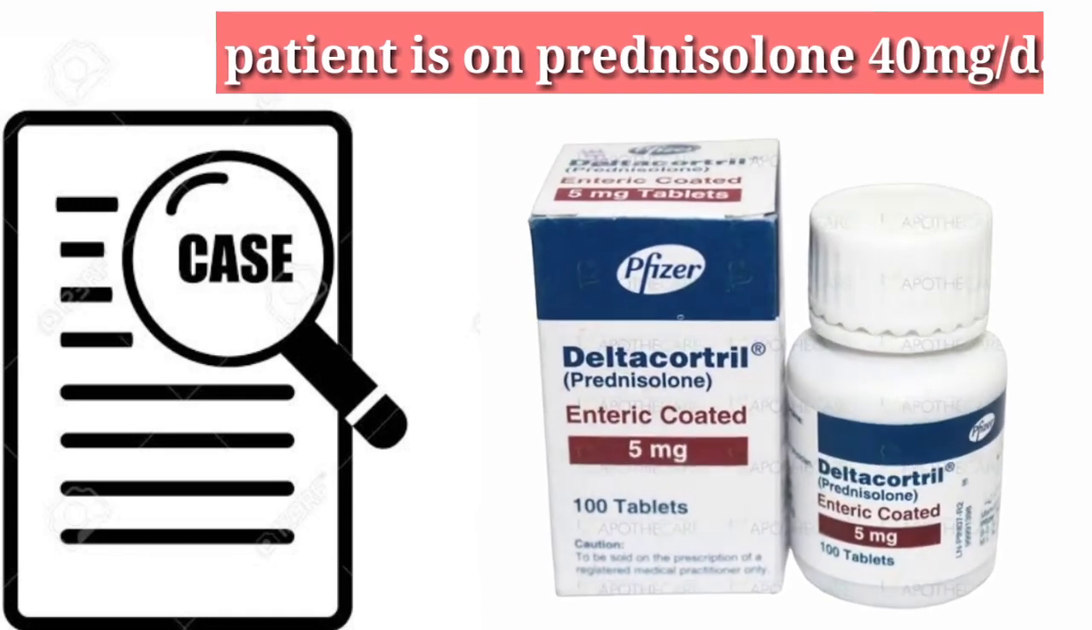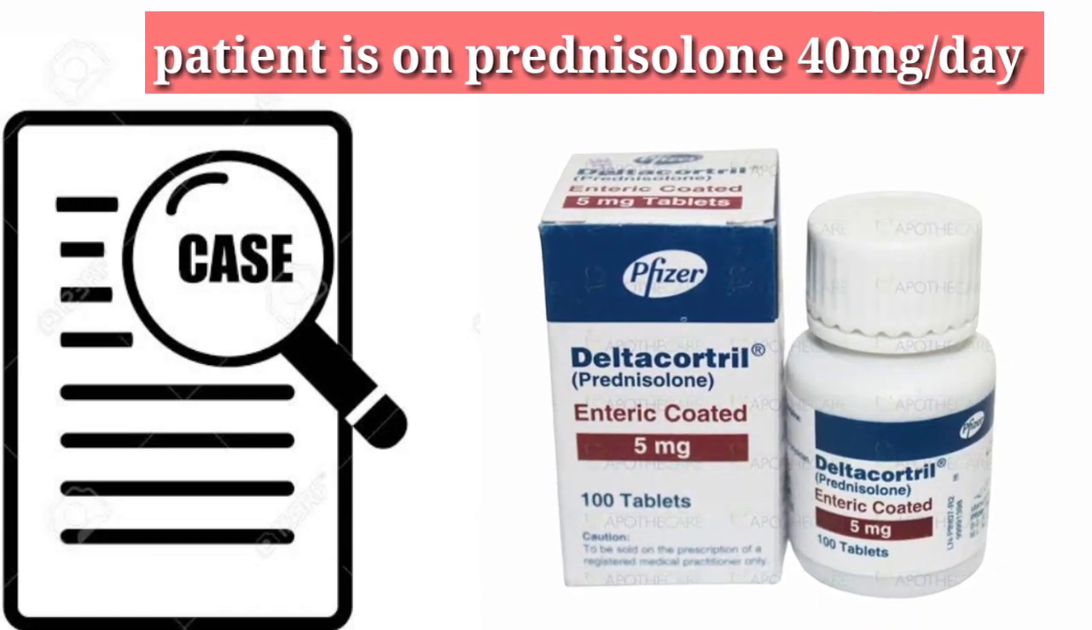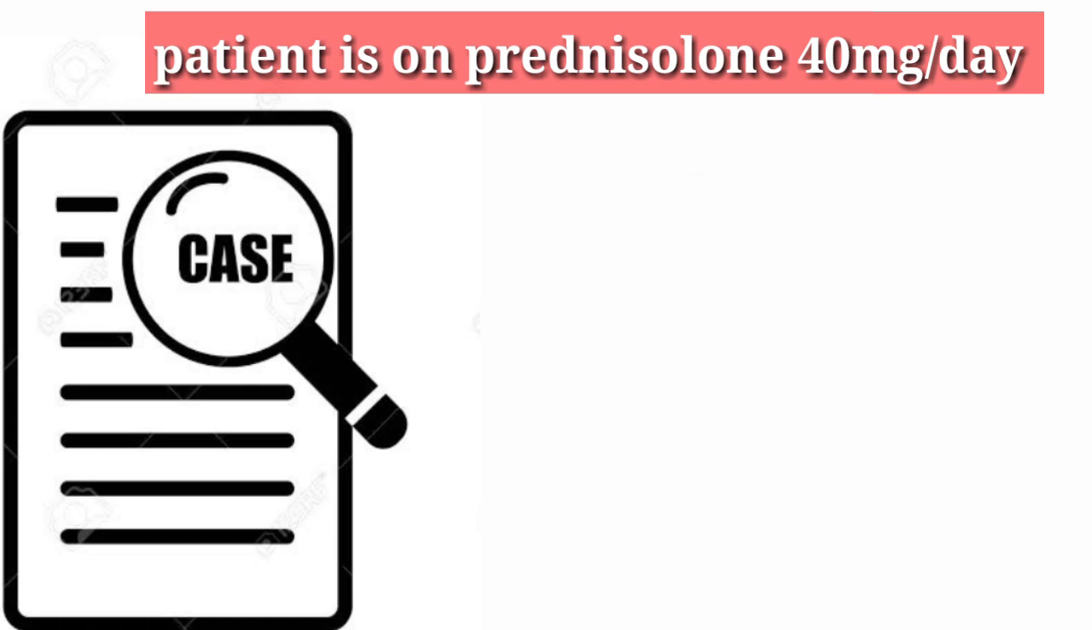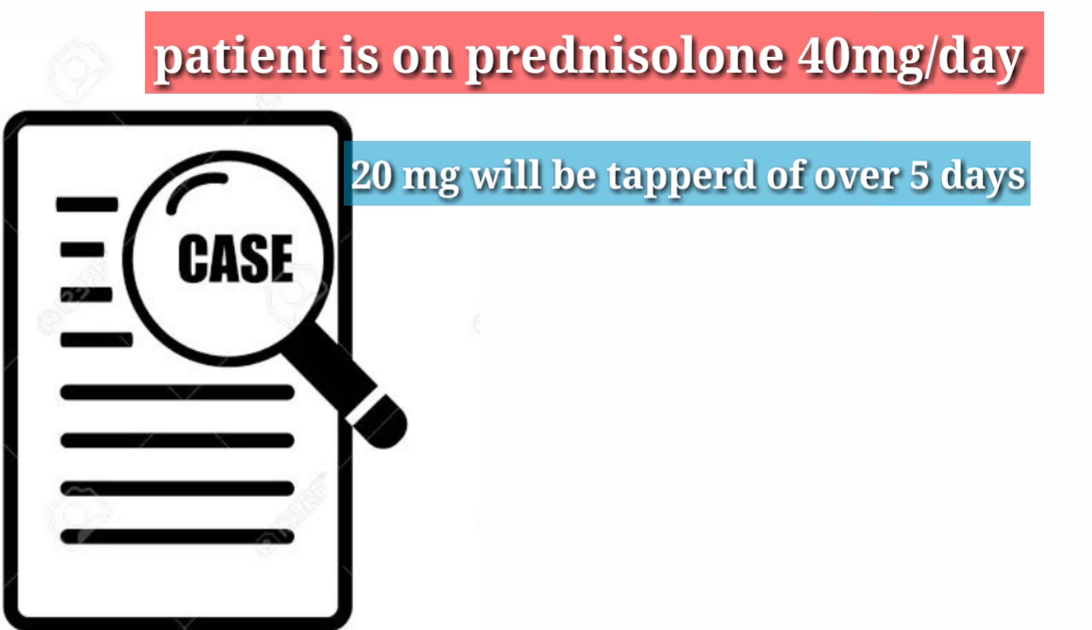Now, we will discuss a scenario. Suppose a patient is taking a tablet Deltacortril that contains 5 mg per tablet, and it is prednisolone, and the patient has a dose of 40 mg. So how will you taper? I already told you that the dose above 20 mg will be tapered at 5 mg per day. So the initial 20 mg will be tapered off over a period of 5 days.